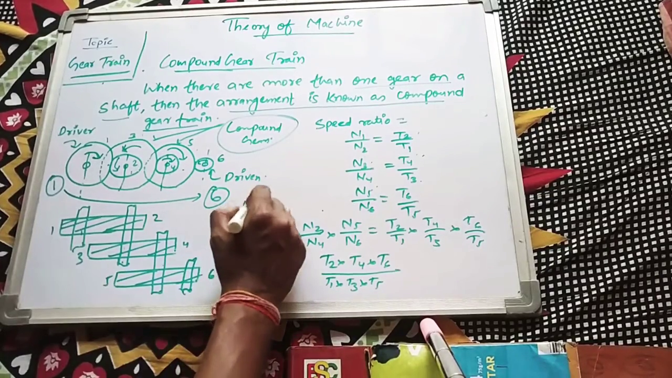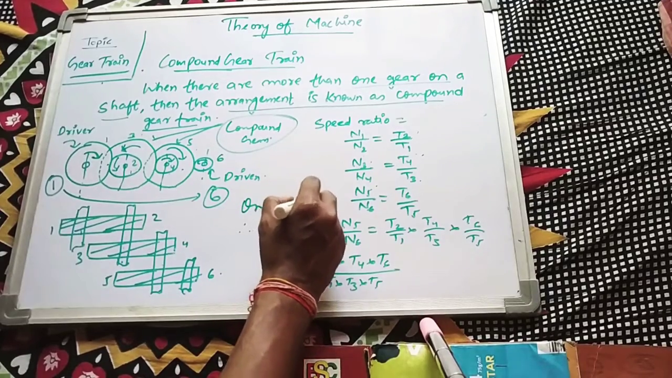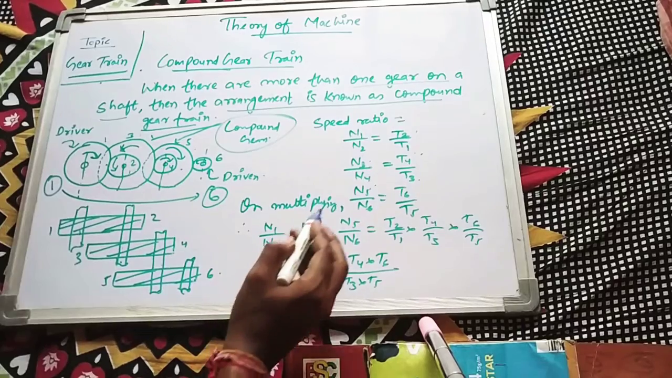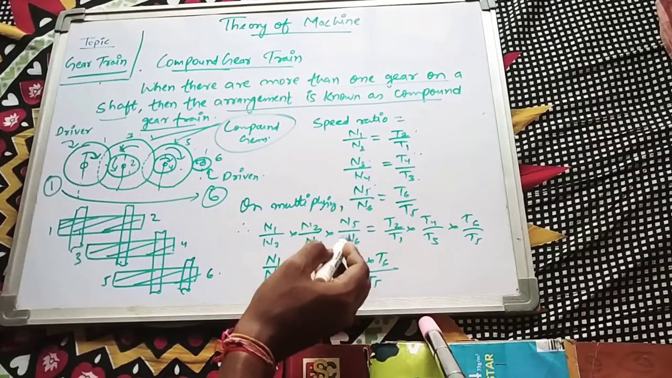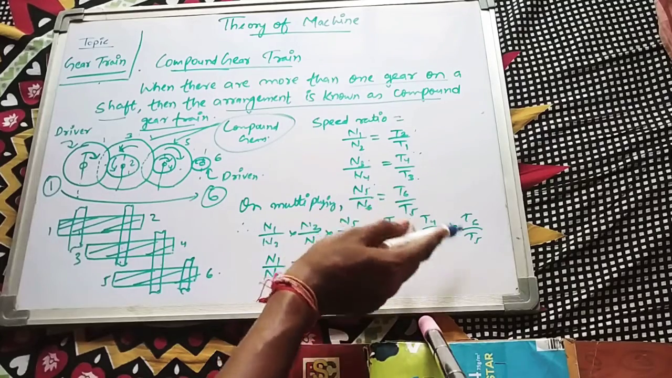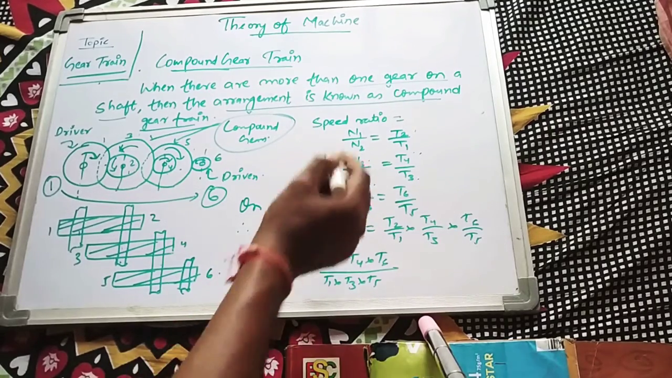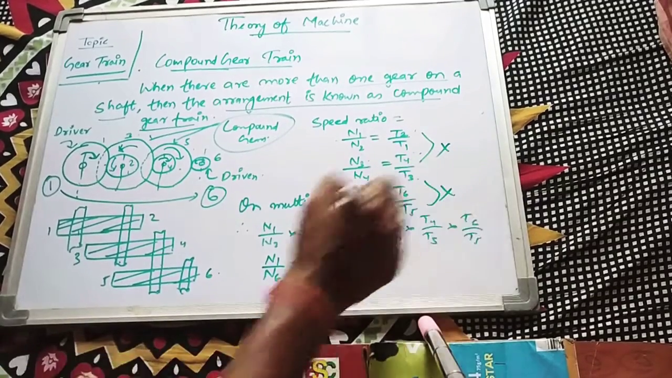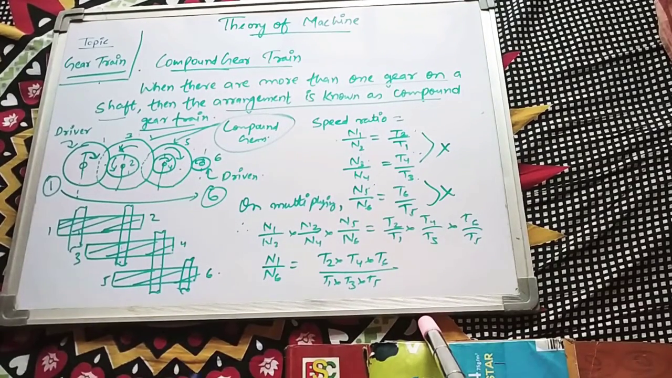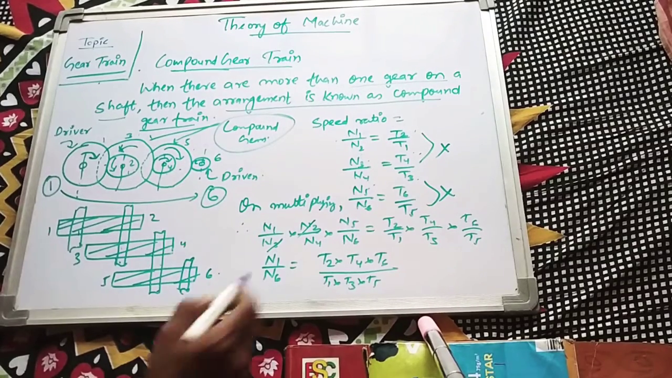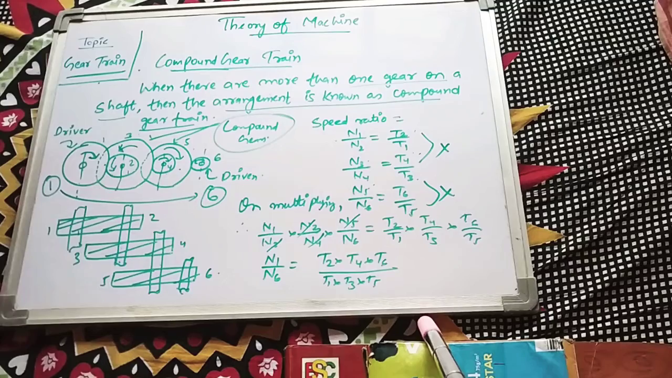On multiplying each factor, we get N1 by N2 into N3 by N4 into N5 by N6 equals T2 by T1 into T4 by T3 into T6 by T5. This is the simplest multiplication. Simply multiply all. So we can see that N2 and N3 will cancel each other and N4 and N5 will cancel each other. How can you say that it will cancel each other?